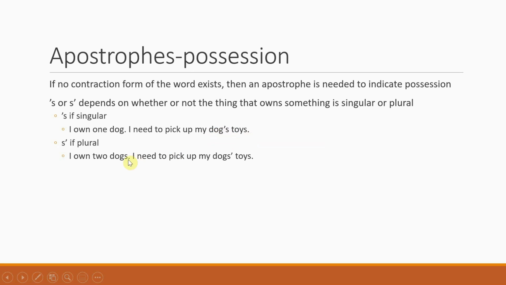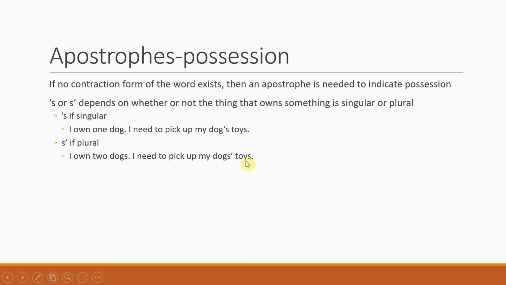Let's look at the same example, but in this situation, I'm talking about two dogs. And in the ACT, you would have to know from context. So you'll have to read around it to figure out, are there multiple things that it's talking about. If I do have a plural situation, it has to be S apostrophe. So in that case, it would be I need to pick up my dogs' toys, with it being S apostrophe, because I'm talking about two dogs that are owning these toys.